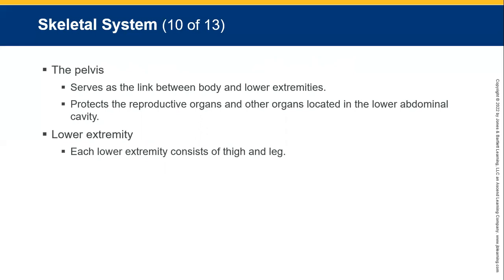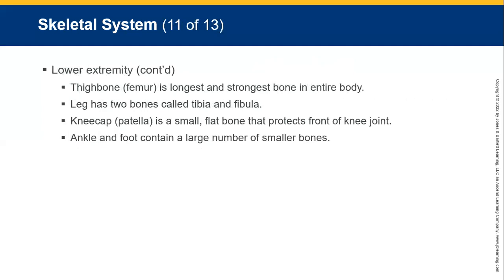Okay, lower extremities consist of the thigh and leg. The thigh bone, the femur, is the longest, strongest bone in the entire body. The lower leg has two bones, the tibia and fibula. Okay, ankles are tarsals and feet metatarsals, toes phalanges. Kneecap is a small flat bone that protects the knee joint. Ankle and foot, as I say, are a lot of smaller bones as well.